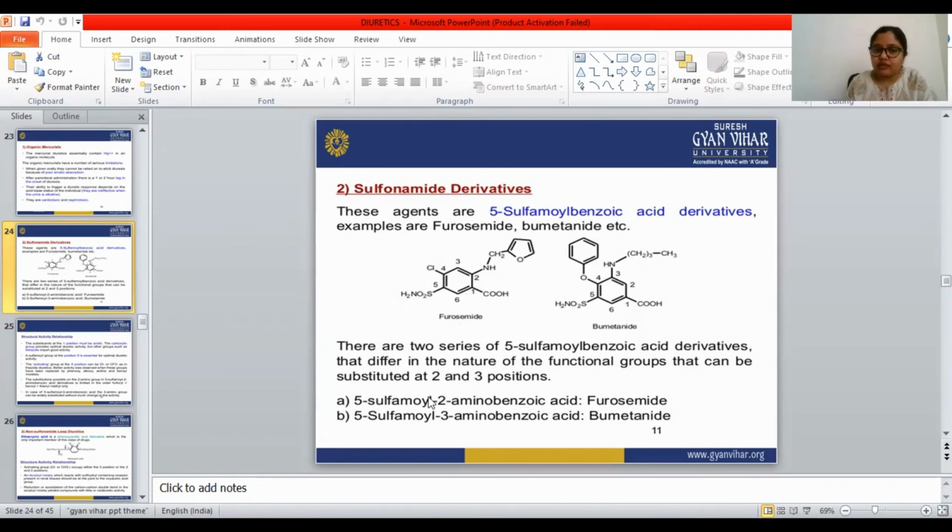So the 5-sulfonyl 2-aminobenzoic acid is furosemide, and the 5-sulfonyl 3-aminobenzoic acid is bumetanide.